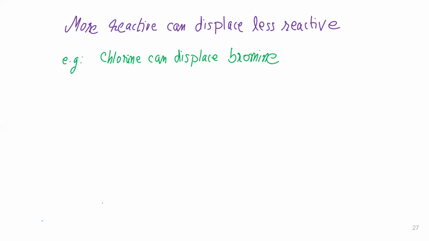So the rule comes in: more reactive can displace less reactive. For example, chlorine can displace bromine. So give the heading displacement reactions.